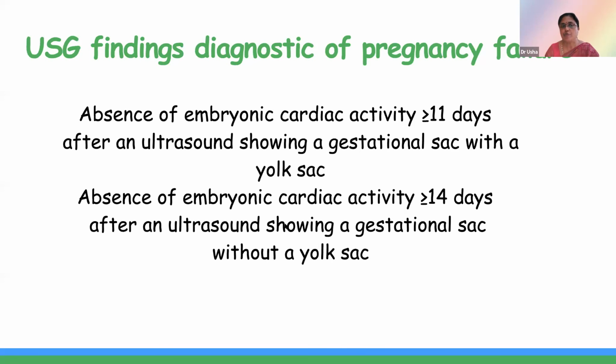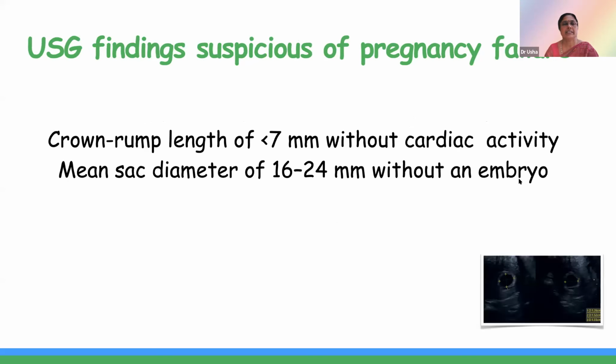Or if you have seen this patient before and you have seen a gestational sac with a yolk sac, then we call them after 11 days. By 11 days, you should be able to see a fetal pole with a cardiac activity. If during the first scan we have seen a gestational sac but not a yolk sac, then we should call this patient after 14 days to confirm whether a fetal pole with a cardiac activity is present. If you don't see all this, then these are features which are diagnostic of pregnancy failure. Any other feature is suspicious of pregnancy failure, and we cannot conclude that it is pregnancy failure.